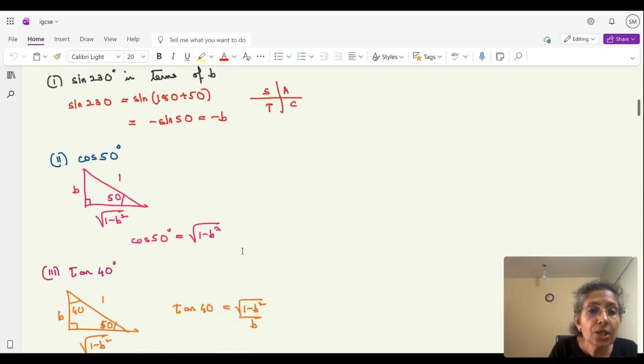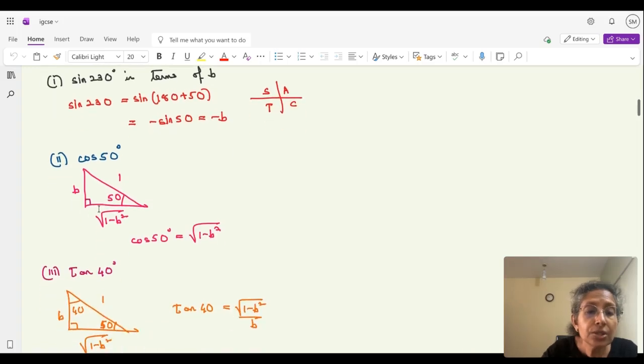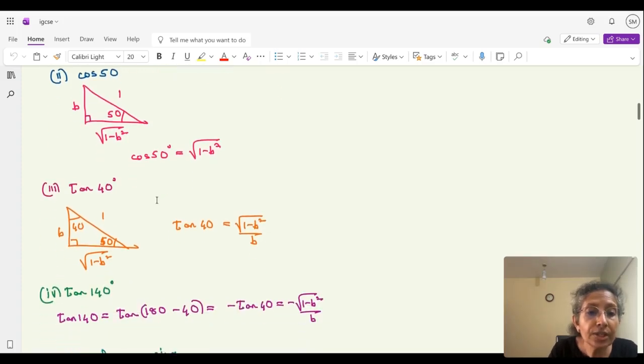Cos 50. So if this is 50 and you have b and 1, you are given that sine 50 is b. So sine 50 is opposite side by hypotenuse, so this will be root 1 minus b squared. So cos 50 is adjacent side by hypotenuse, which is root 1 minus b squared by 1. Tan 40. So if this is 50, this is 40, and tan is opposite side by adjacent side, which is root 1 minus b squared by b.